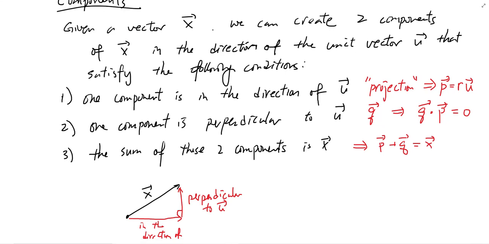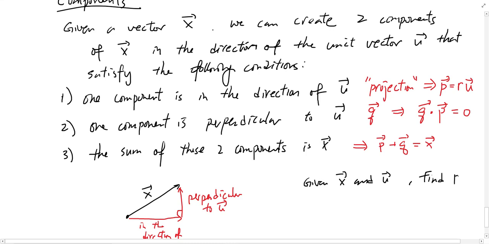So in these types of questions, most likely you will be given vector x and vector u, and you need to find vector p and vector q. So the question is, how are we going to do that? Actually, it's pretty simple. Let me show you how that is done.